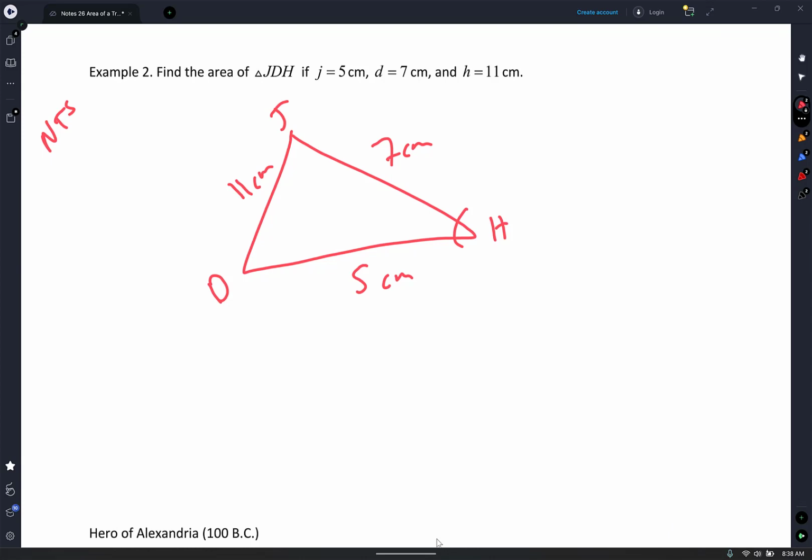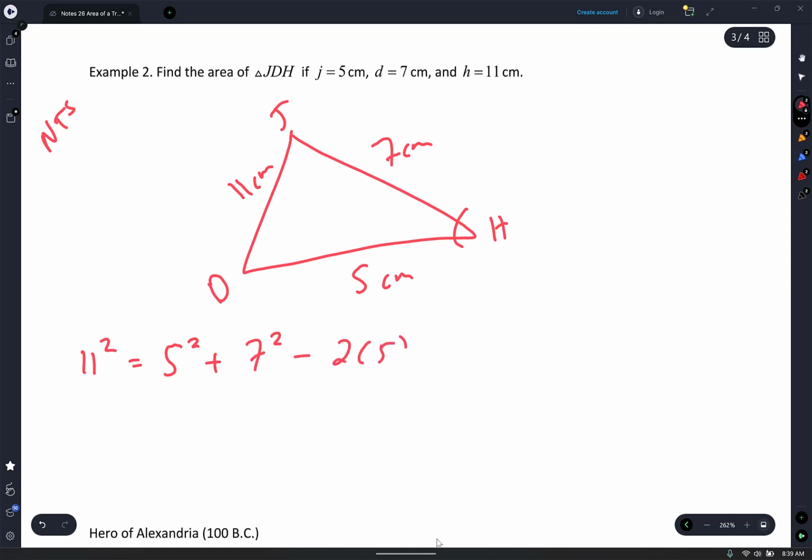How do I figure out angle h? Is there a law that we recently learned on how to figure out that angle? Yeah, I heard someone say it. What does it say loud and proud? Law of cosines, guys. If I want to figure out angle h, put that 11 on the outside: 11 squared equals, and then the 2 others, so 5 squared plus 7 squared minus 2 times 5 times 7 cosine of h. All I'm doing is figuring out what h is.